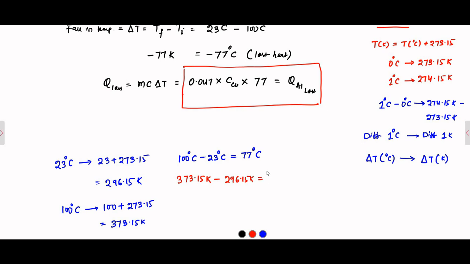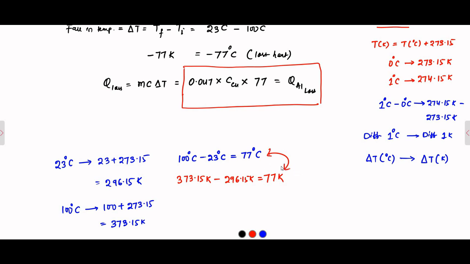Okay, 373.15 minus 296.15, also 77 Kelvin. Same result. Both ways they are the same.